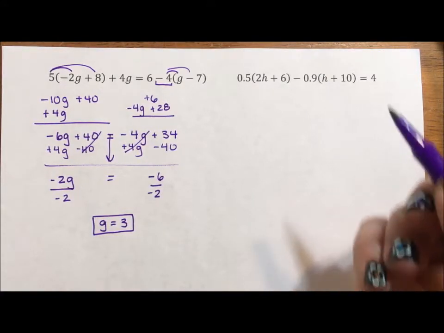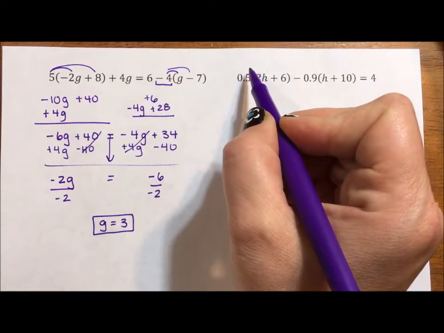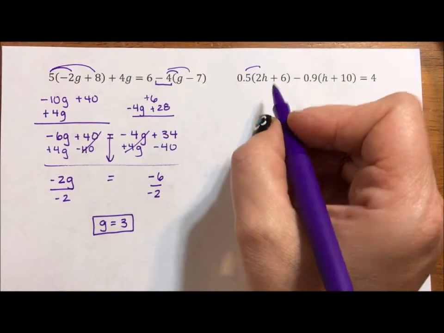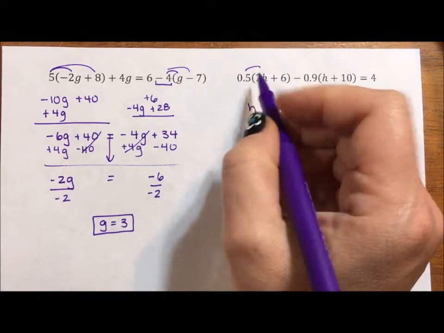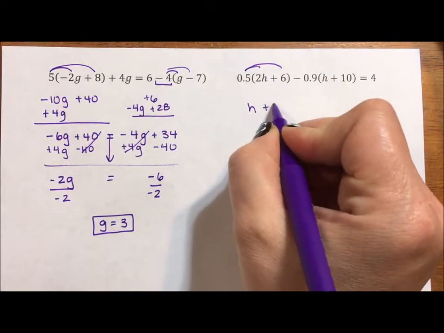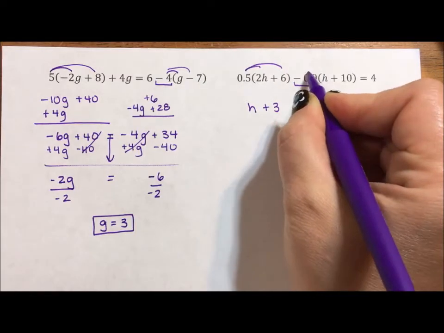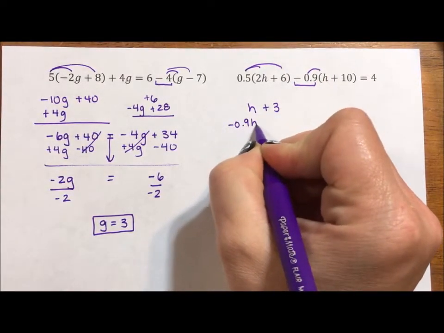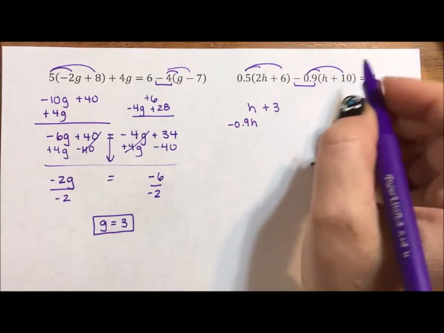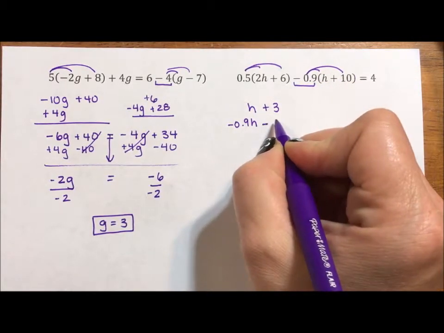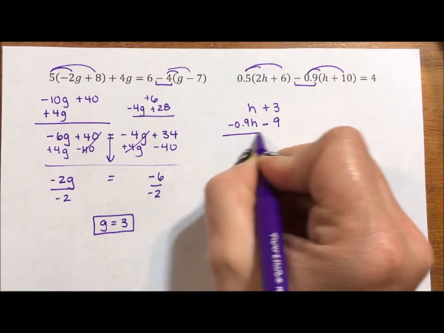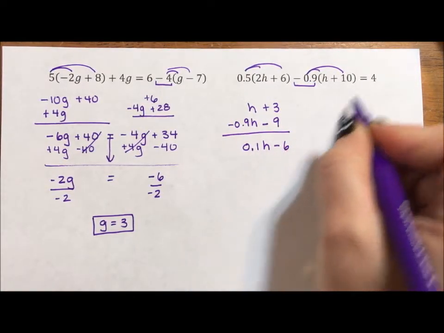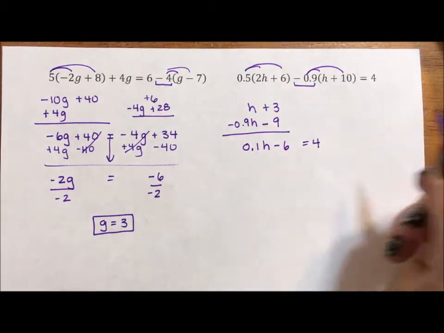I'm going to distribute and stack my like terms. 0.5 times 2 is 1, so I have h. 0.5 times 6 is 3. Now this is a negative 0.9. Negative 0.9 times h is a negative 0.9h, and negative 0.9 times 10 is a negative 9. I'm going to add these together. I'm going to get a 0.1h minus 6, and now I'm going to bring this equals 4 down.